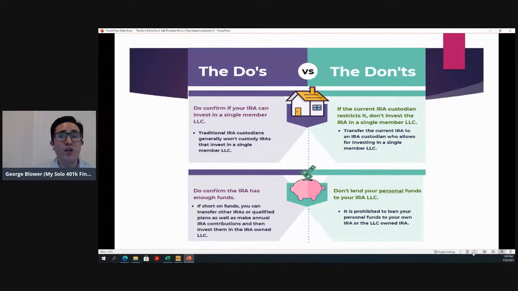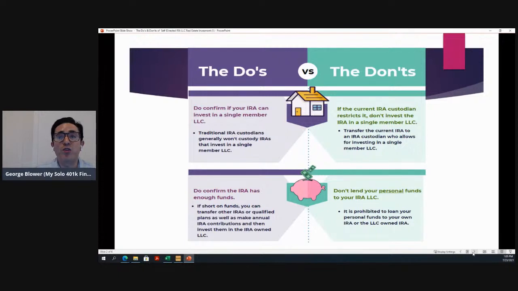Next, you want to confirm that your IRA has enough money. If you're short on funds, you can transfer other IRAs or money from a qualified plan, such as a former employer plan, and even make annual IRA contributions if you're eligible to do so in order to put more money into that IRA. But if you don't have those sources, like you don't have other retirement accounts to roll over, or you've already maximized your contributions, you're not going to be able to just simply put more money in.